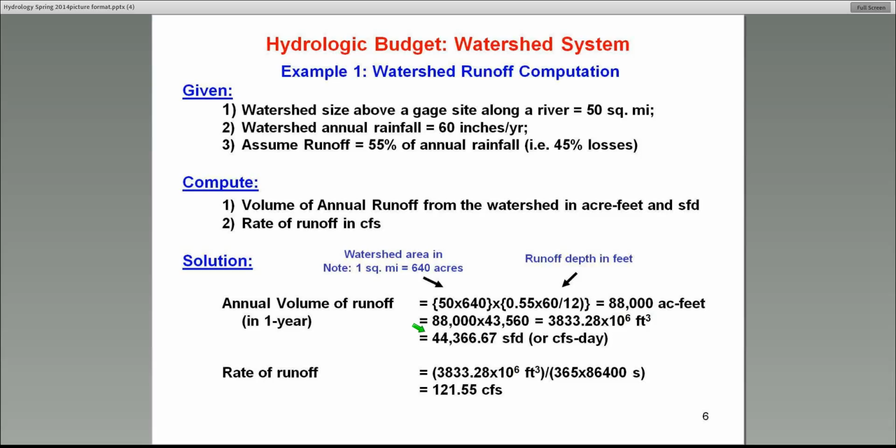The reason I bring up SFD, or CFS-days, is that USGS uses this unit quite frequently. You might see that word, and a lot of times I've seen students who get totally confused when they see SFD and don't know what it is.